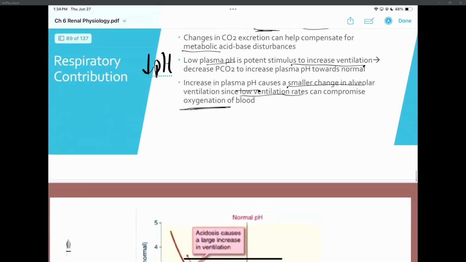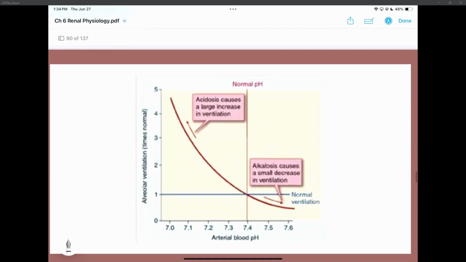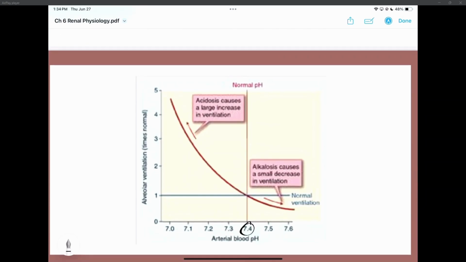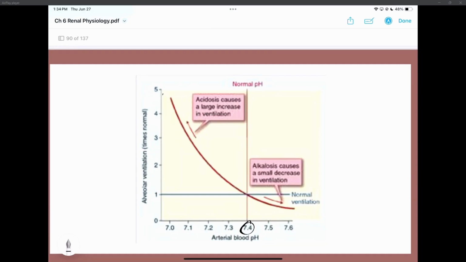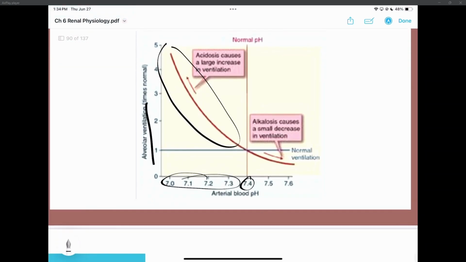So this graph right here, here is your normal pH 7.4. Look at the big rise in breathing. Here's your alveolar ventilation. As you get to the acidic part, there's a very steep rise. But as we start going to the basic, the alkaline, where pH starts to increase, we don't want to drop your ventilation too much because of oxygen. So you have a smaller decrease in ventilation with higher pHs. And it's all because of oxygen. We don't want to drop it too much where you're not getting enough oxygen in.